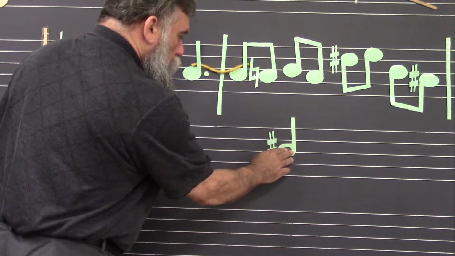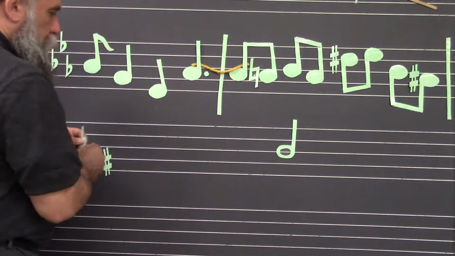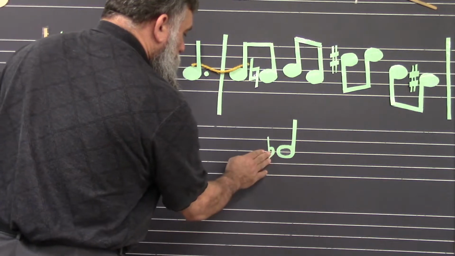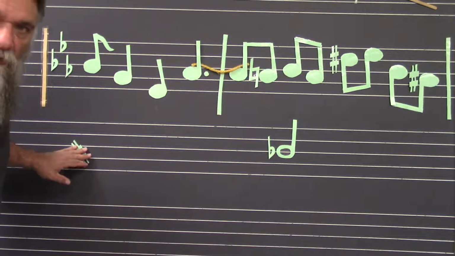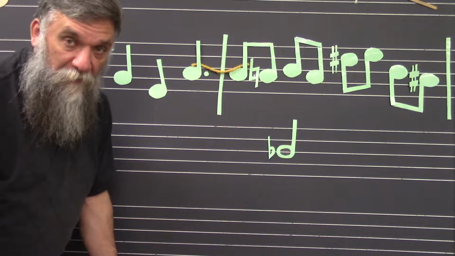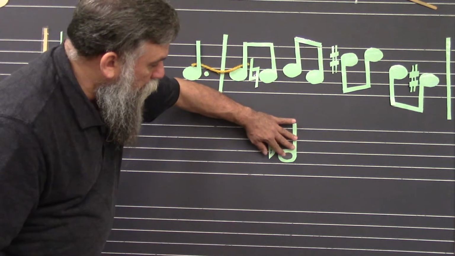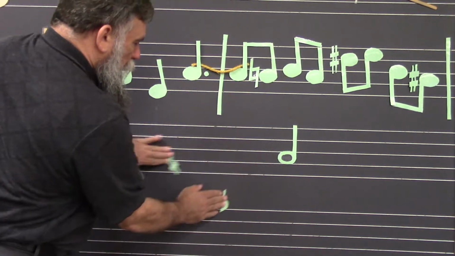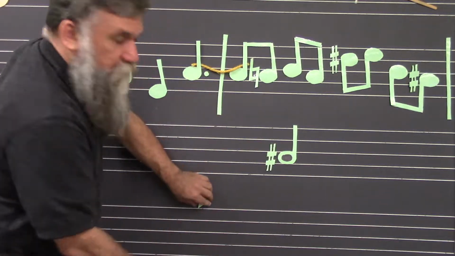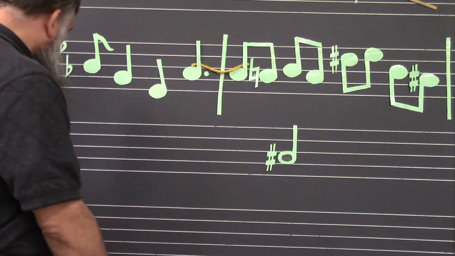Let's do another one. B flat. What is the enharmonic of B flat? So we go down and we change the flat to a sharp. So B flat is the same as A sharp.